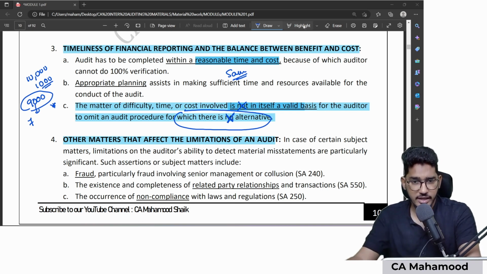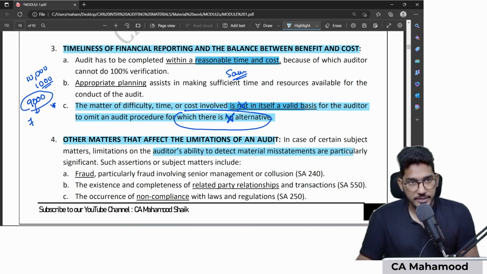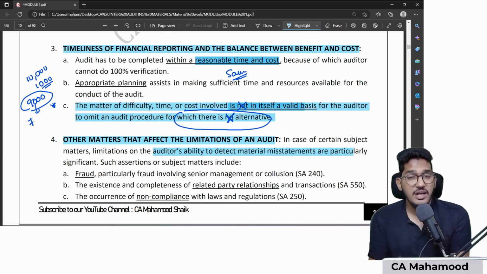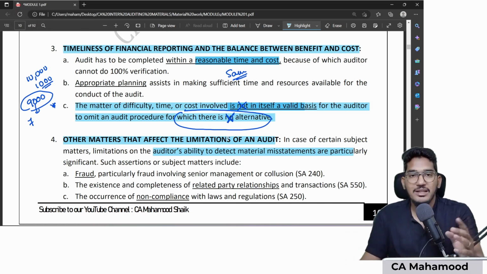If you read the introductory line here, in case of certain subject matters, limitations on auditor's ability to detect material misstatements are particularly significant. See, this means that in the case of these other limitations, the chances of the auditor's opinion going wrong are much higher. So what are those other matters?